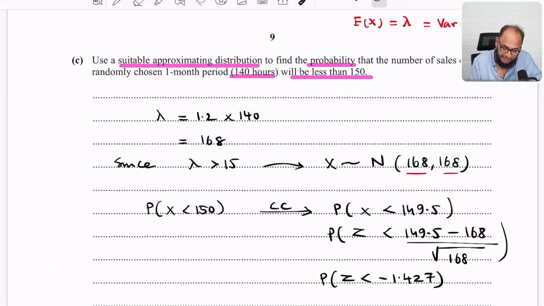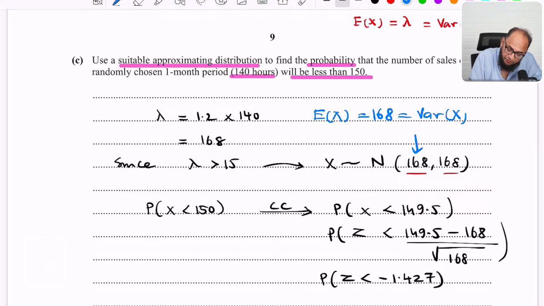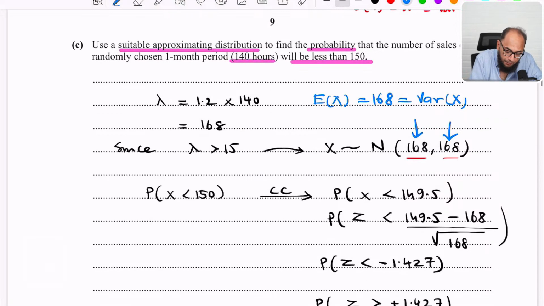Now lambda is greater than 15. So expectation of x is lambda. Let me also write this. Expectation of x is 168. So is the variance of x. Therefore, in place of mean, we have 168. In place of variance, we have 168. Probability x is lesser than 150.